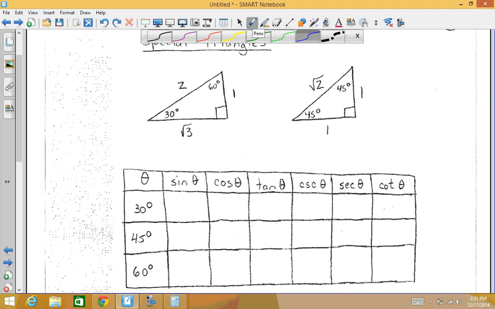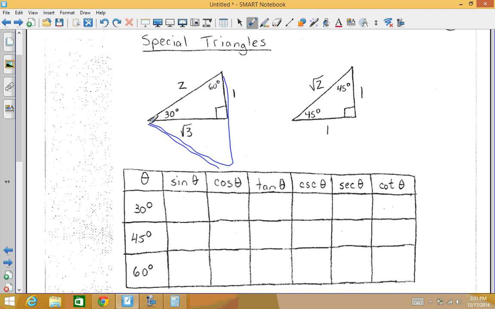Okay. The sides were found. Again, we go back to the equilateral triangle. We said, okay, well, this side's 2. We're making all the sides 2. All right, we cut it down the middle, so now this side over here is 1. So we have 2, we have 1. We use the Pythagorean theorem to create the square root of 3. So that's where those 3 came from.